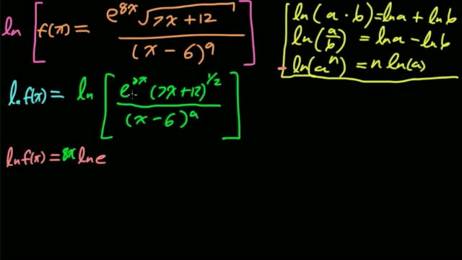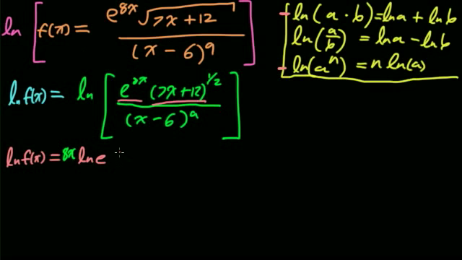So now how about the next one? Well, we're multiplying these two together, right? We're multiplying e raised to the 8x times 7x plus 12 raised to the 1/2. So which property can we use to write our next term? Well, we can use this one, right? Because we've got the natural log of some expression a, so our e to the 8x would be our a, and our 7x plus 12 raised to the 1/2 would be our b in this expression.